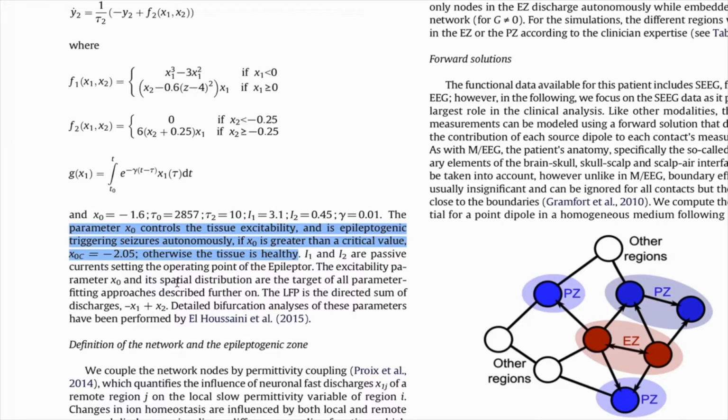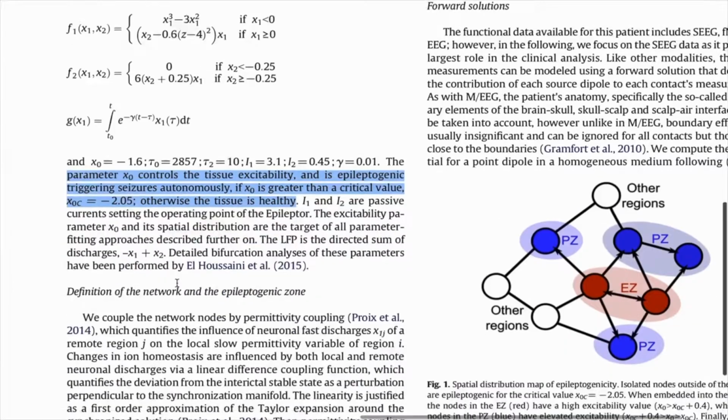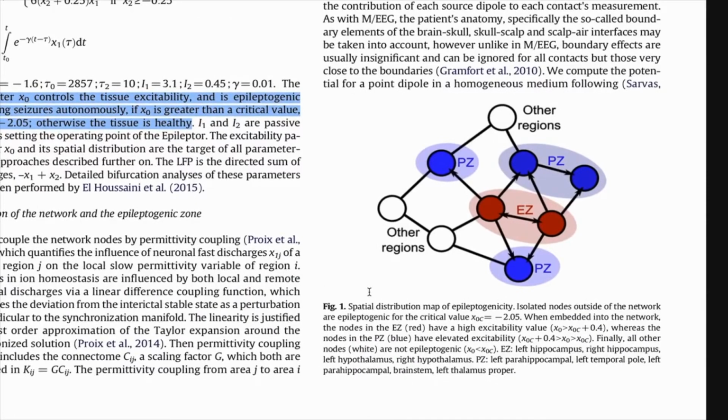So we now can create different configurations of this local model and equip them to different regions in our network. This is shown here in figure 1, where, for example, these red spheres, called the epileptogenic zone, have the configuration of this Epileptor model with a very high excitability value. Here they write X0 was set greater than the critical value plus 0.4.